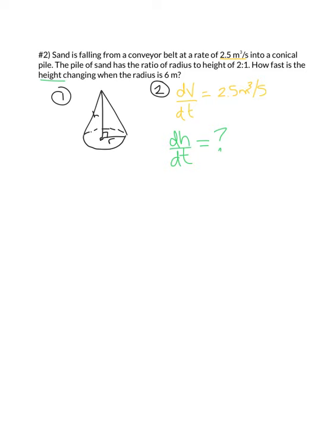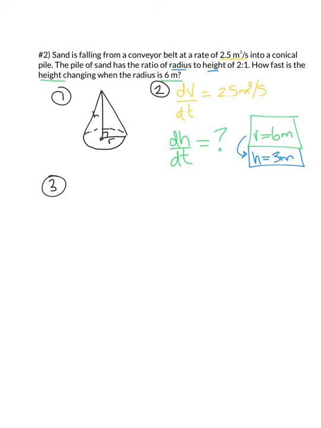And the third and final thing that I know, and definitely won't hurt to write down, is that we're looking for how fast the height is changing when the radius is equal to 6 meters. Now from here, using a little bit of thinking, if I know that the ratio of radius to height is 2 to 1, so my radius is always going to be double my height, I can deduce that if my radius is 6, that means at that point my height will be 3.